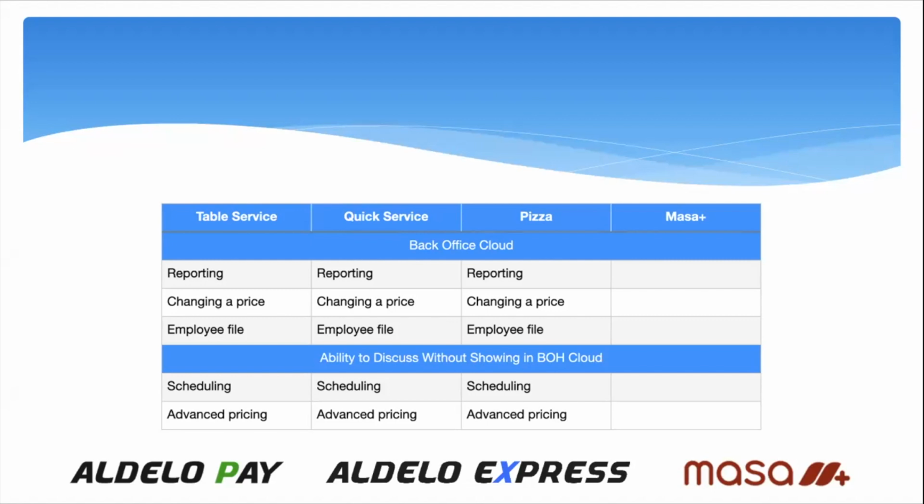Next is the ability to discuss these without actually showing them in the cloud. And that first one is scheduling. You really should know how to do scheduling. But if you don't want to have to show it, you should at least be able to discuss it and do it with confidence. This is a return on investment feature that you really need to know how to do. But discussing it should be at least a minimum. And then advanced pricing, that's the happy hour stuff about setting up a happy hour, brunch, lunch, and dinner, different type of prices. At least be able to confidently discuss these.